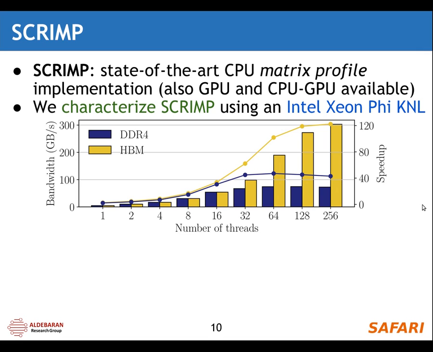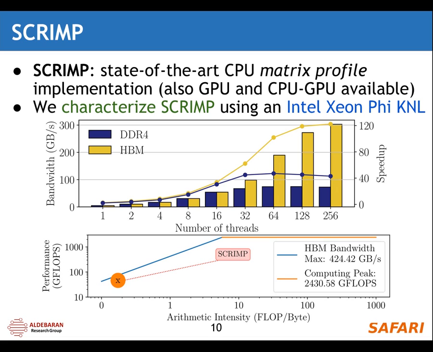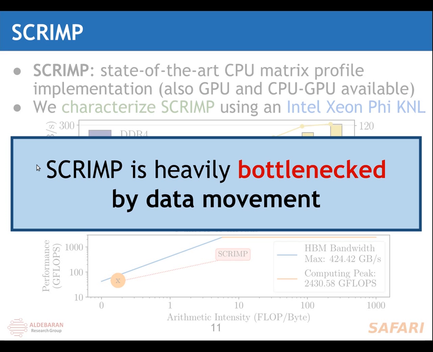We observe that when we change from DDR4 to HBM, we obtain significant performance improvements. And if we use DDR4, the performance doesn't scale beyond 32 threads. We also perform a roofline analysis of SCRIMP and find that its arithmetic intensity is very low. So in conclusion, SCRIMP is heavily bottlenecked by data movement.